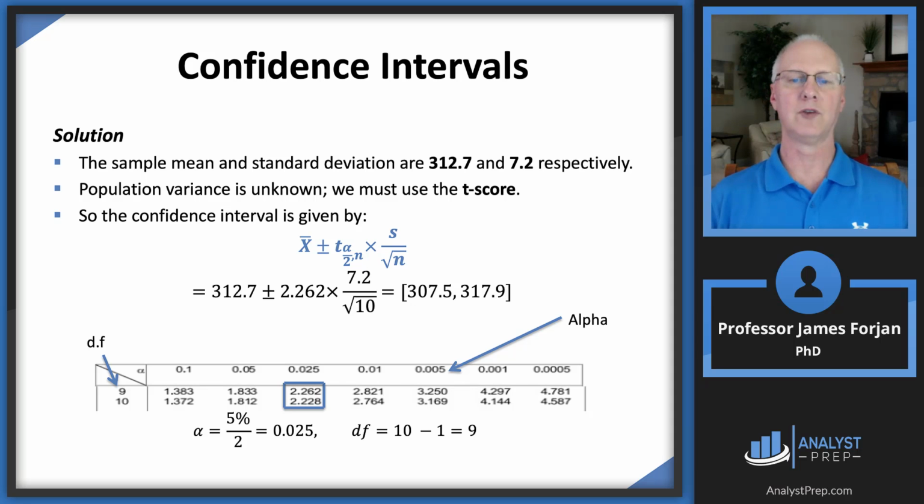Go down to degrees of freedom. So in this case, it's 10 minus 1, which is 9. And then run your finger over to, oh, 2.5, because it's a 95% confidence interval. So this is a two-tailed test. So you throw 2.5 in either tail.